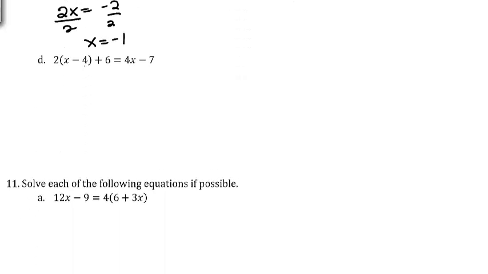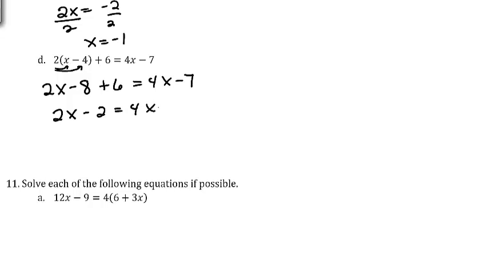In our next one here, again, we have to simplify the left-hand side of the equation. We need to distribute this 2, multiplying it to the x and the negative 4. That gives us 2x minus 8, and then we have plus 6 equals 4x minus 7. We have two like terms now, negative 8 and positive 6. That's 2x minus 2 equals 4x minus 7.